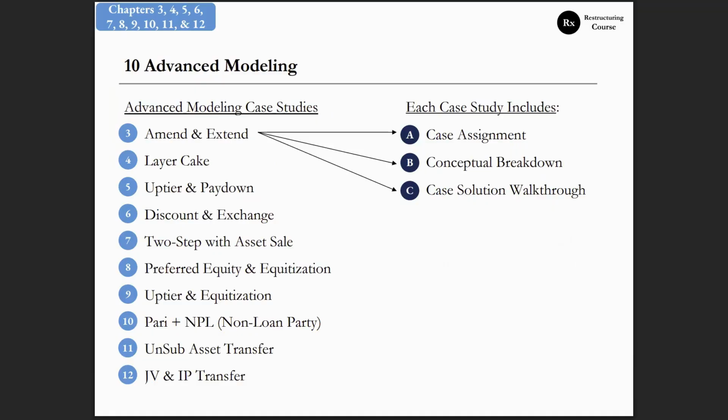And then in the remaining chapters from 3 through 12, we're going to be going over 10 advanced modeling case studies. Things like amend and extends, layer cake transactions, up tiers and paydowns, all the way to things like up tiers and equitizations, pari and non-loan party transactions, unsub asset transfers, etc. Each case study is going to be broken down into 3 videos: a case study assignment, a conceptual breakdown of what the transaction that we're modeling out actually is, and then a case solution walkthrough of starting from a very blank sheet, how to build out what the transaction would look like so you're able to do it on the job or for an interview.